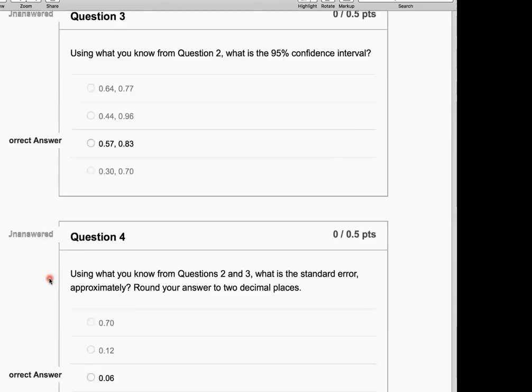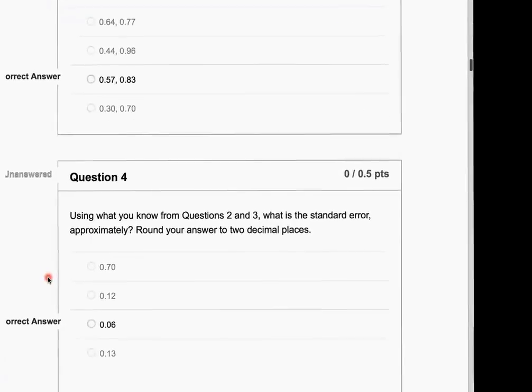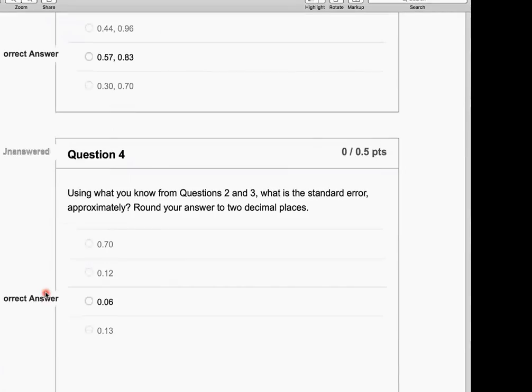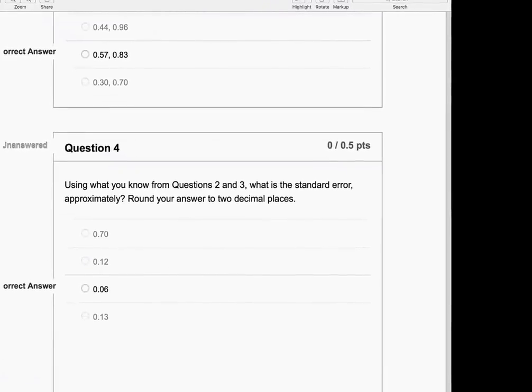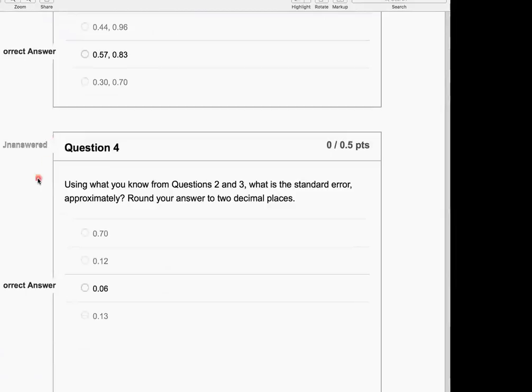So using what you know from questions 2 and 3, what is the standard error approximately? I already told you how to estimate the standard error. It should be around 0.06. Actually, you might have this down to 0.0648, if you're very persnickety.